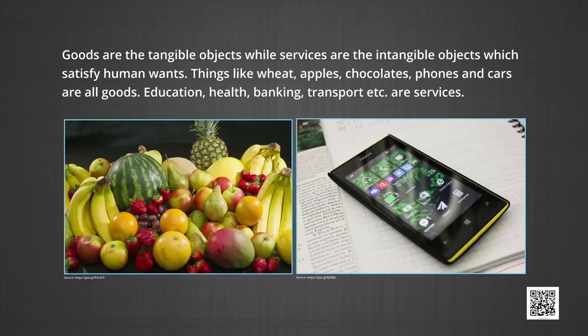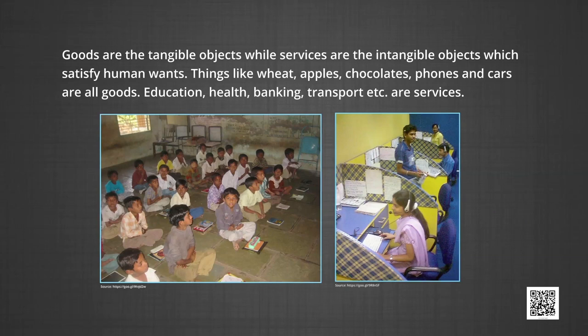Things like wheat, apples, chocolates, phones, cars are all goods. Education, health, banking, transport, etc. These are services. The central problem of an economy is that human wants are unlimited. A good way to start to think about this is to list everything that you want. How long is that list?